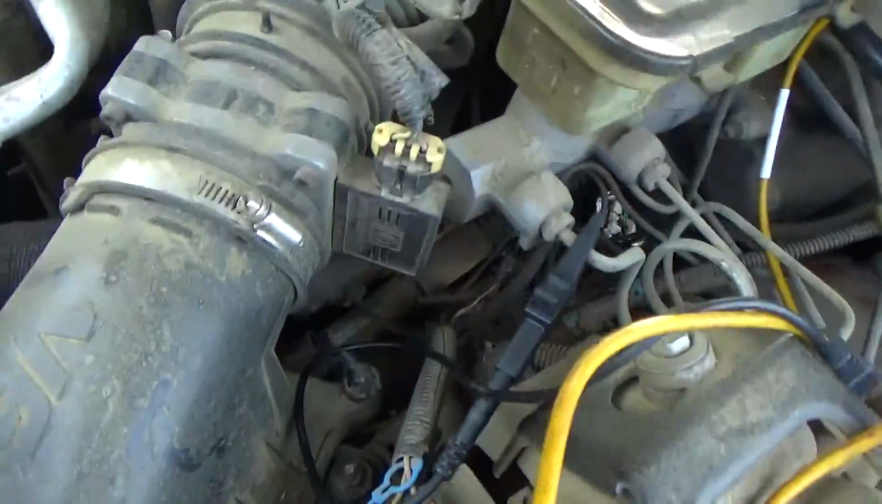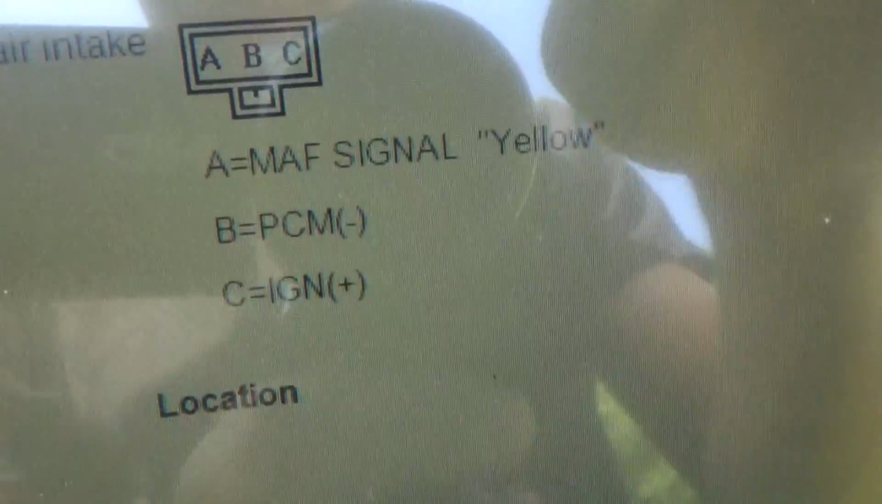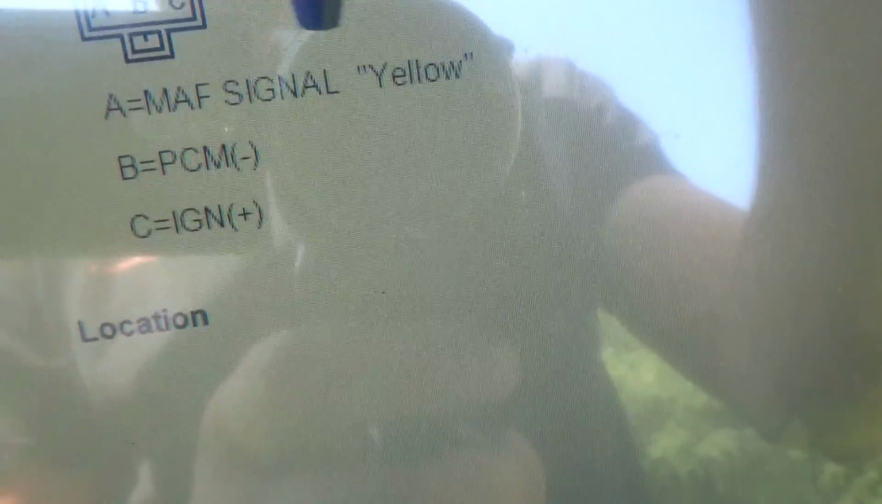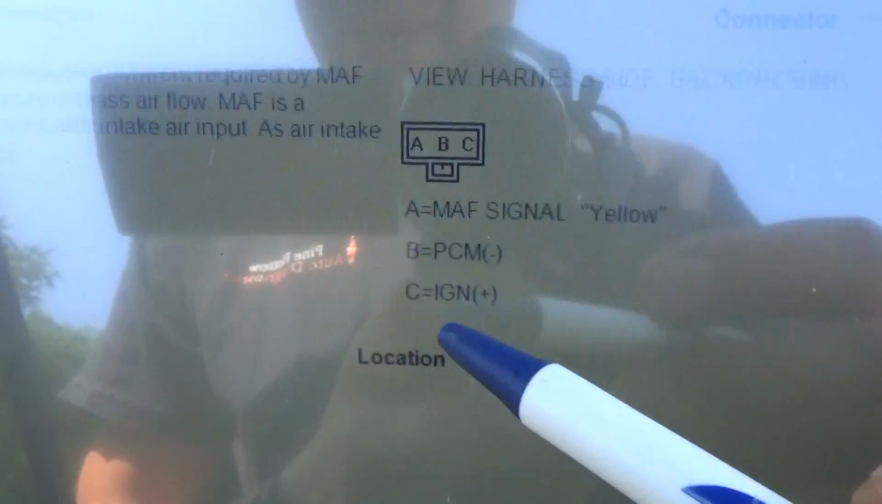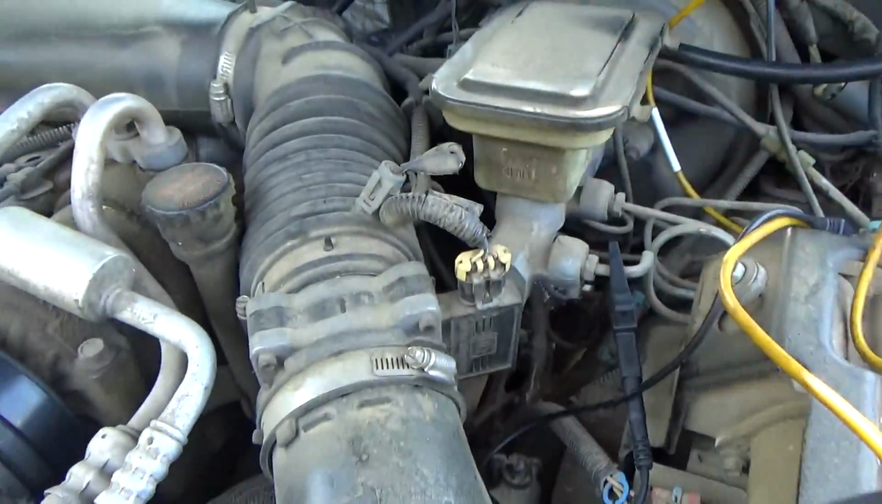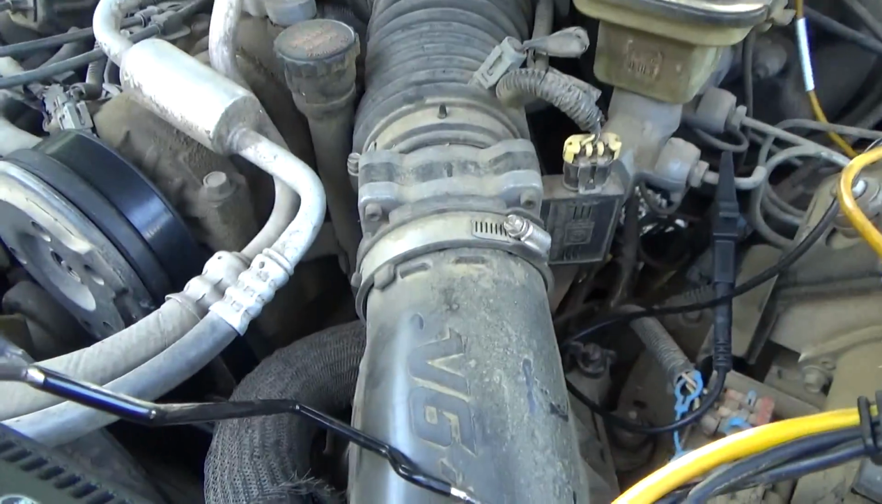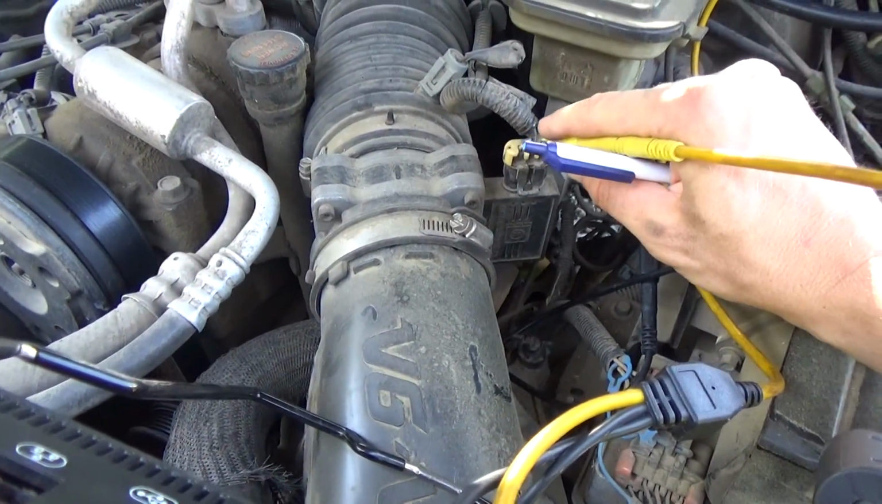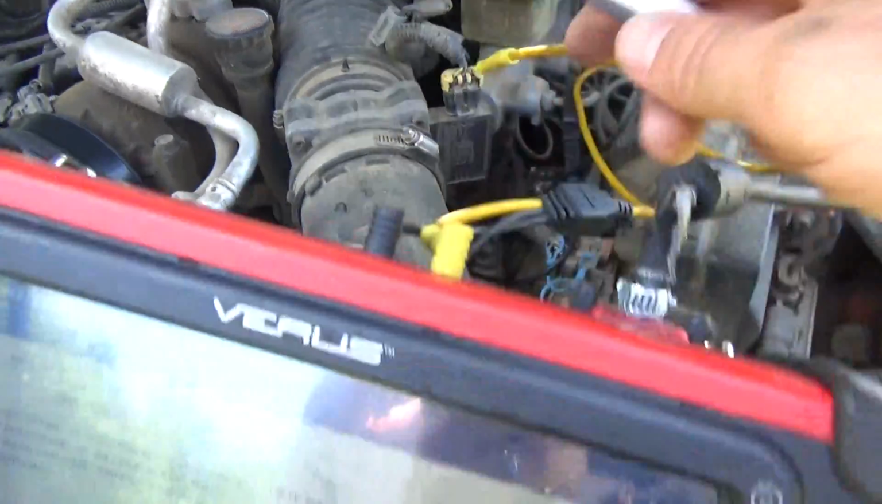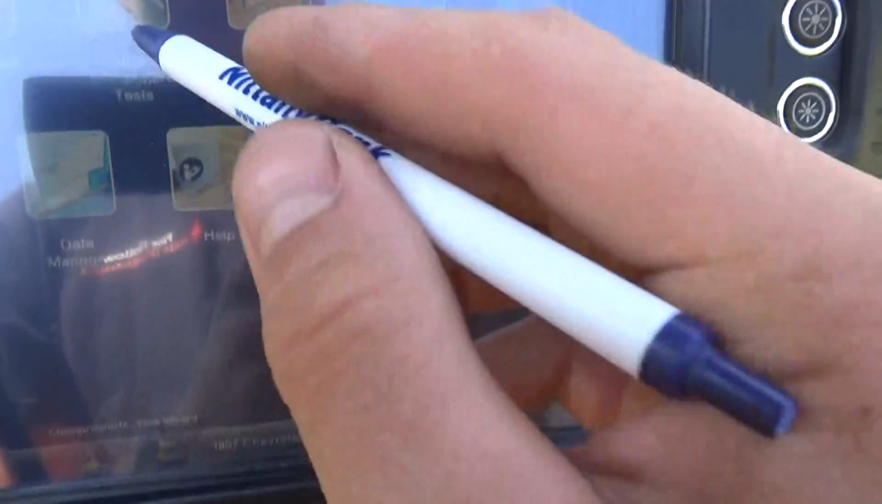Alright, the mass airflow sensor, right here, 3 wires, and the pin out on the Varus here. The signal is yellow, the ground is the middle wire. It looks like a black with a white stripe, and the ignition positive, just 12 volts, is C, pink wire right there. So let's start up the truck and check all 3. Start with this positive wire, go back to our scope.